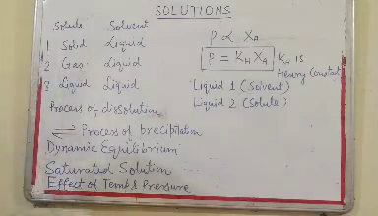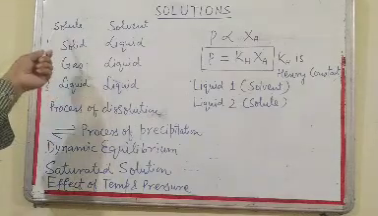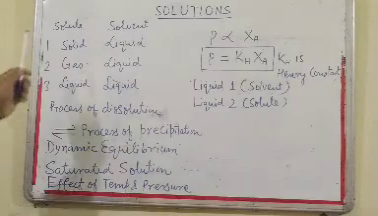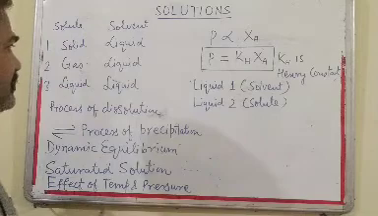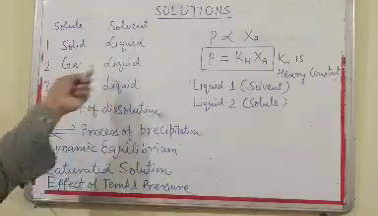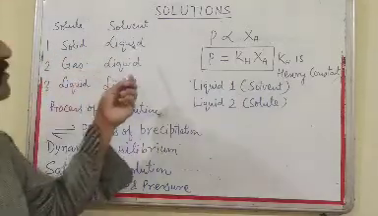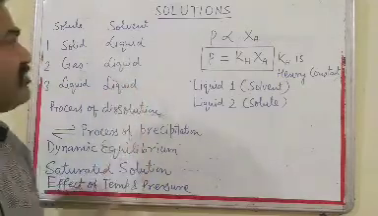Here, we will consider three binary solutions. First type. We will discuss them one by one. The first type of solution is one in which the solute is in solid state and the solvent is in liquid state. So we can obviously say that the state of the binary solution will be the liquid state.